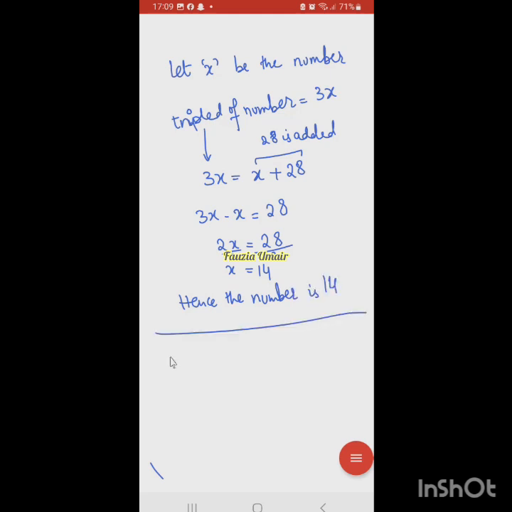Now we verify it. They told us that if the number is tripled, what is the triple of the number? 14 multiplied by 3 is 42. And if 28 is added to the number, what do we get? 42. Understood? 14 is a number such that if you triple it or add 28 to it, your answer is 42. Okay? Yes, ma'am.